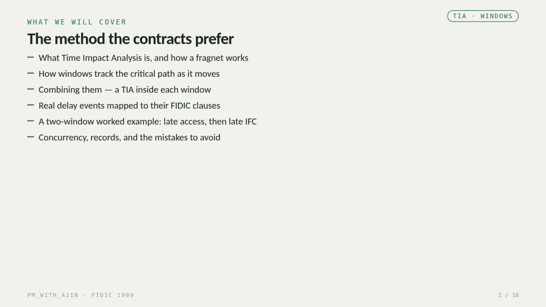Here's the plan. First, what time impact analysis actually is and how a fragment works. Then how a windows approach tracks the critical path as it moves through the job. We'll combine the 2 into a single practical workflow, a TIA inside each window. We'll map real delay events to their FIDIC clauses, work through a 2-window example, late access, then late drawings, and close with concurrency, records, and the mistakes to avoid.